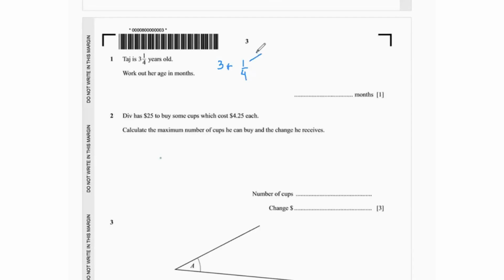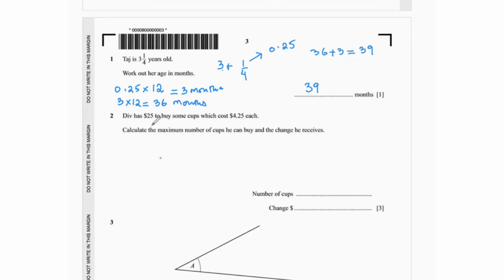So 1/4 is basically 0.25. So if we do 0.25 times 12, that gives us 3 months. And for 3 years, we do 3 times 12. That's 36 months. So in total, it's 36 plus 3, just 39. So in months, his age is 39.